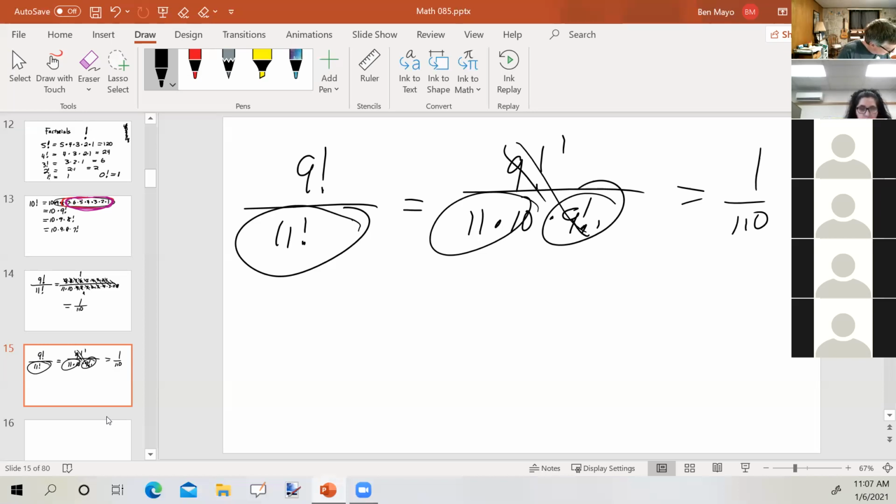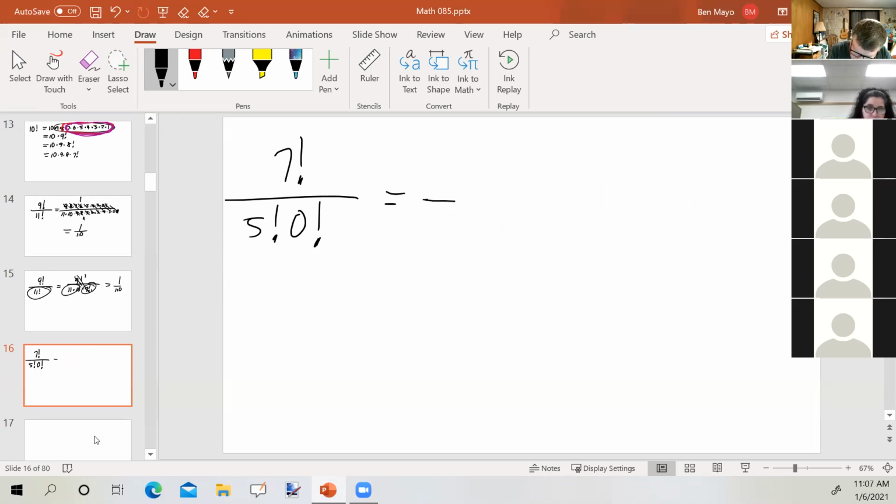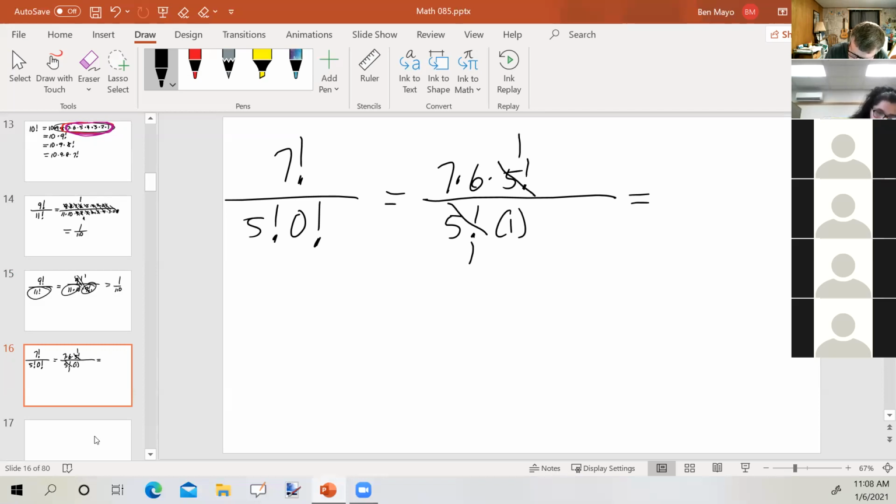All right, let's take a look at another example. This says 7 factorial over 5 factorial times 0 factorial. Okay, so here's what I'm going to do. 0 factorial, we said by definition was just 1. 7 factorial could be written as 7 times 6 times 5 factorial. I could now reduce the 5 factorials on the top and bottom, and I'm left with 7 times 6, which is 42.